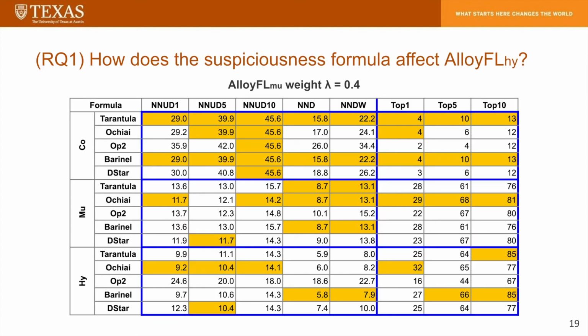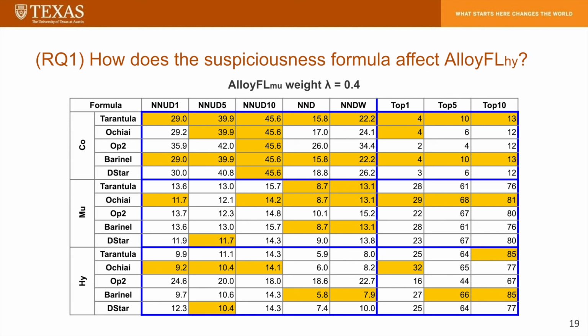This table shows the average metric values over all 90 faulty models for each formula, metric, and technique. For the hybrid technique, we use the mutation-based technique weight, lambda, equal to 0.4. A lower value for the distance-based metrics or a higher value for the top K metrics is better. We can see that for the spectrum-based technique, Tarantula and the Barinel formula work best, but all the 5 formulas give roughly equal effectiveness.